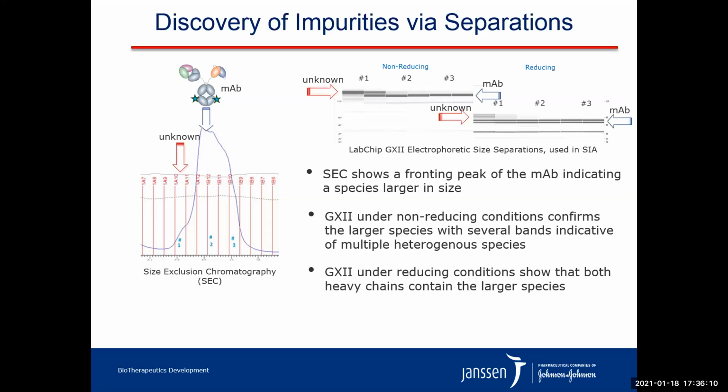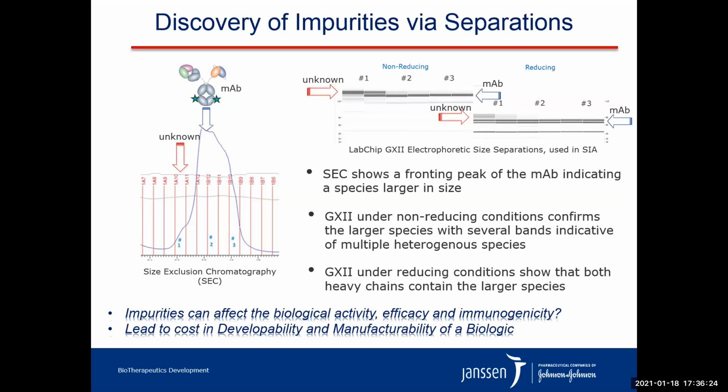The unknown SEC fraction shows additional higher molecular weight species in both chains of the mAb. From these observations, we concluded that further investigations are needed to figure out the nature of these unknown impurities, as impurities can affect the biological activity, efficacy, and immunogenicity. It can also lead to costs in developability and manufacturability of a biologic.